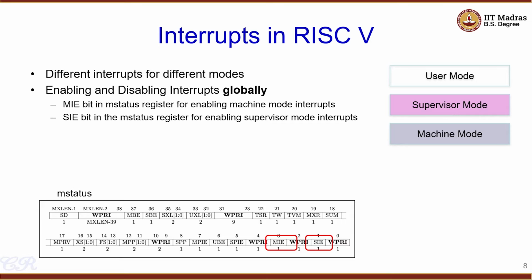Now, in XV6 we have three modes, as we've discussed before: the user mode, the supervisor mode, and the machine mode. The machine mode is the most privileged, while the user mode is the least privileged. We essentially have different interrupts for different modes. Machine mode could have its own interrupts, the supervisor mode could have its own interrupts, and so on. Each of these interrupts could be enabled and disabled globally.